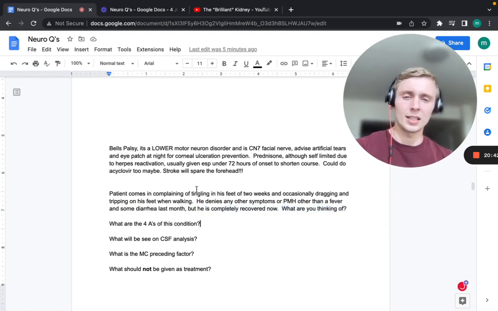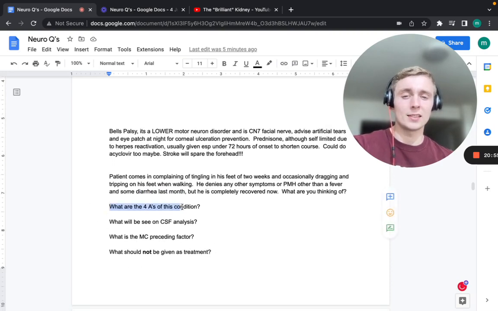So importantly, tingling in his feet for 2 weeks, that's getting worse. He results in dragging his feet, tripping when he's walking. He just had a fever and some diarrhea last month. What are you thinking? What are the 4 A's of this condition? What will be seen on CSF analysis? So some of these questions kind of give it away. What are the 4 A's?